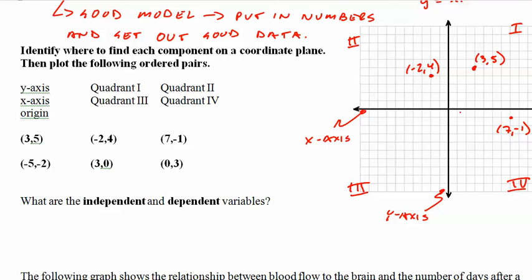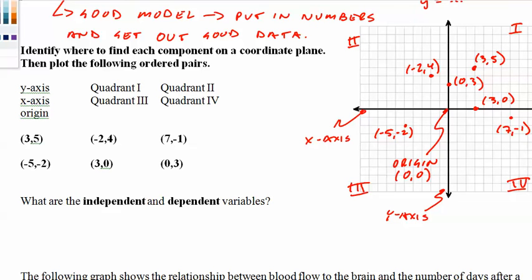This is 3, 0. We call these quadrantals. They're on the actual axes. It's -5, -2. This is 0, 3, 0 left and right, and then 3 up. And this is the origin, 0, 0.